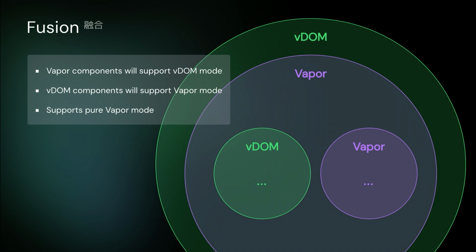As you can see, we have four circles. Vapor can be inside of VDOM, and VDOM can be inside Vapor. And you can migrate performance-critical components into Vapor first, while keeping the other components in VDOM mode.